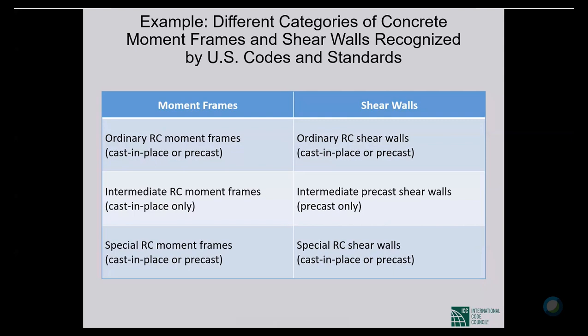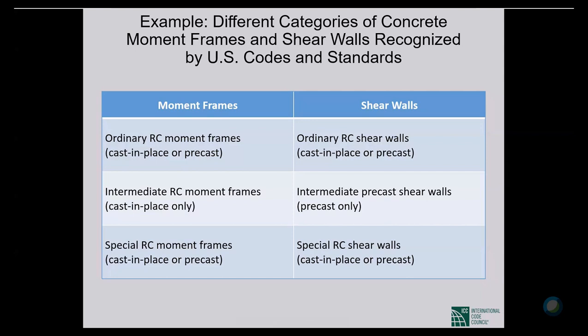Okay. Different categories of concrete moment frames and shear walls recognized by US codes and standards. So when it comes to moment frames, we have ordinary reinforced concrete moment frames, ordinary, that can be cast in place or precast. We have intermediate reinforced concrete moment frames that are cast in place only. There is no precast moment frame. And special reinforced concrete moment frames can be cast in place or precast.